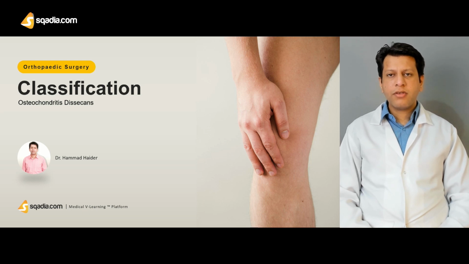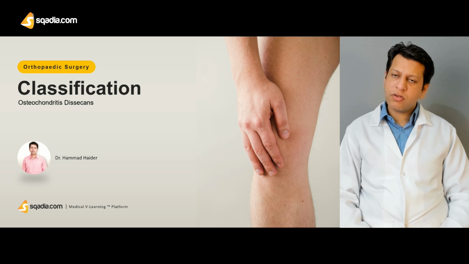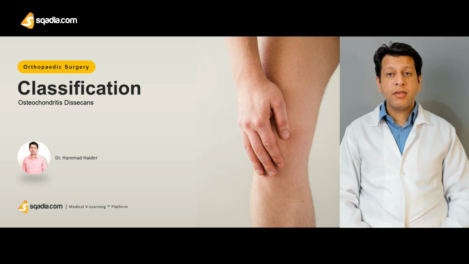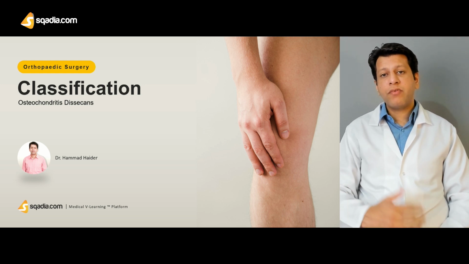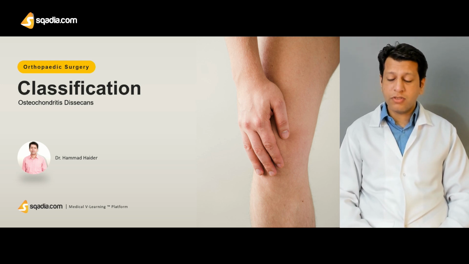Now, classification of osteochondritis dissecans varies. Usually, the clinical picture is very pathognomonic and it's very easy to diagnose this kind of a problem. But we always have different classifications as this has different stages. Therefore, we have the Clanton classification for this disease.